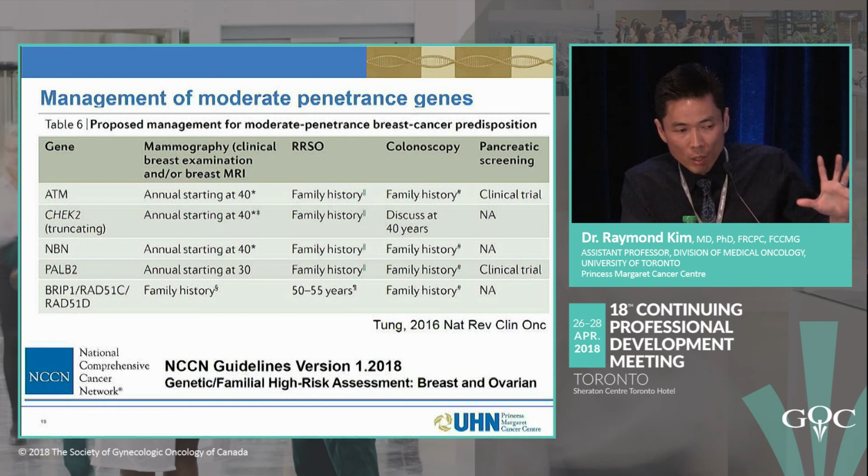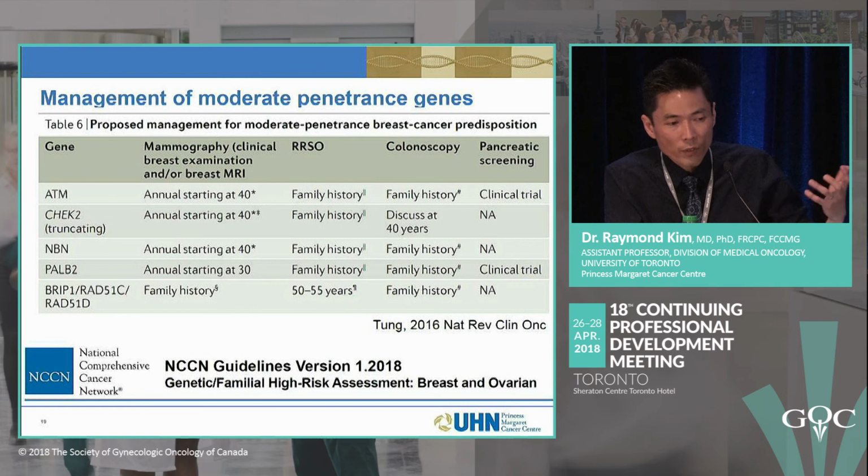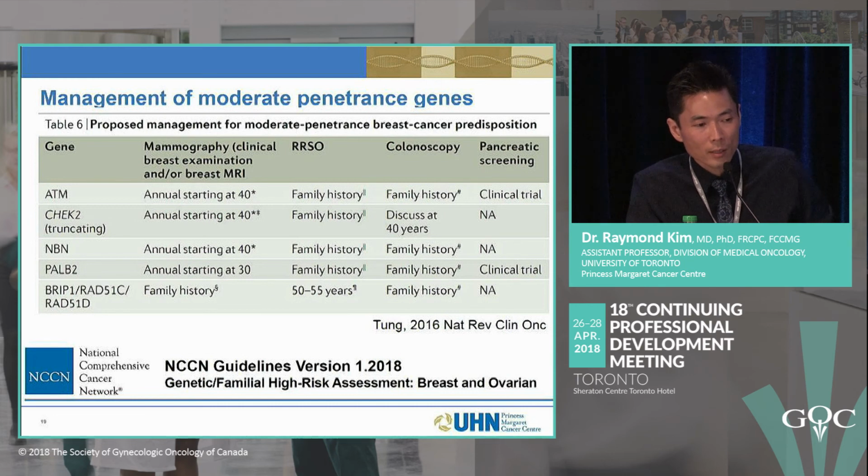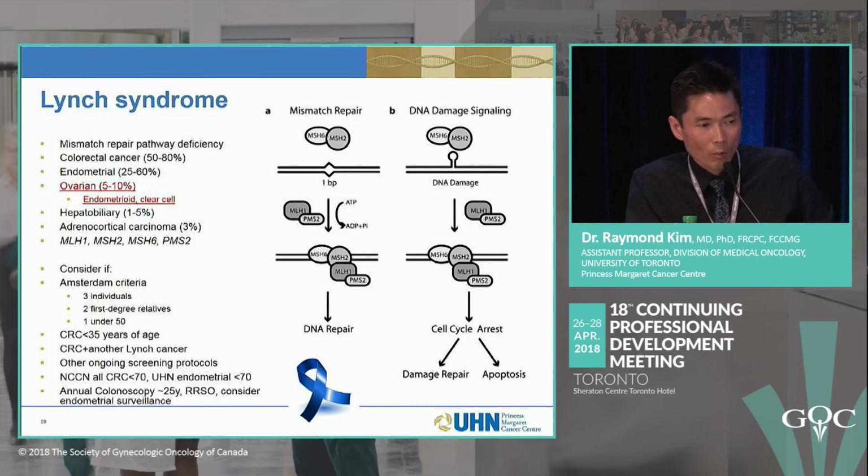But by and large, because these genes are so very rare, just to give you an idea, BRCA1 and BRCA2 is about 1 in 500 people, or 1 in 800. These are in the 1 in 10,000, 20,000 range. So in order for us to have any sort of evidence, this is quite challenging, and the genetics community is trying to gather these patients in a systematic way.